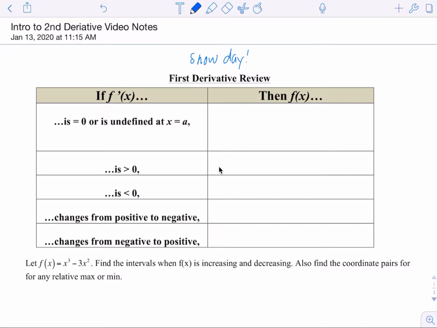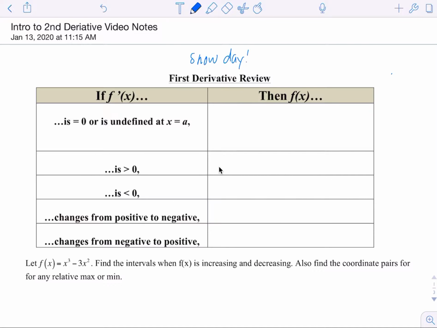Okay, so first off, we want to start off with the first derivative review. If you can, take a moment to pause the video and start filling out this chart right here. Pause and try to do some retrieval practice, because that helps you remember and learn. So pause the video and give it a shot. Okay, so now that you've given it a shot, let's see if we can answer these questions.